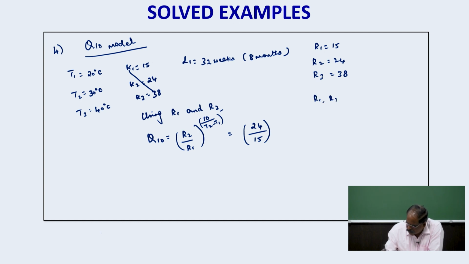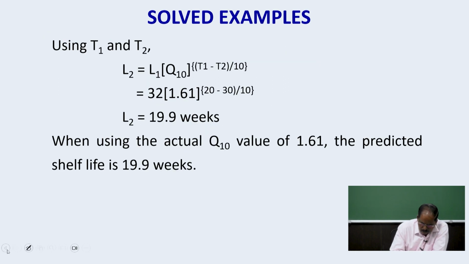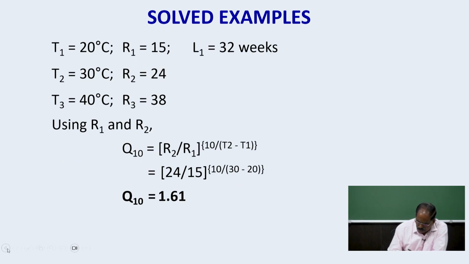R1, R2, R3 are reaction rates at T1, T2, T3 respectively, and you can take them as K1, K2, K3 also. So this is equal to the whole power 10 divided by T2 is 30, T1 is 20, 30 minus 20. If you calculate, we will get Q10 equal to 1.61.